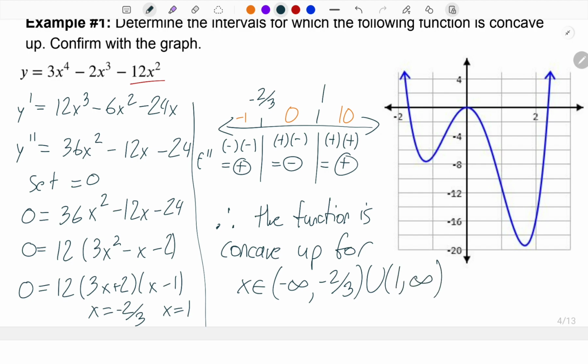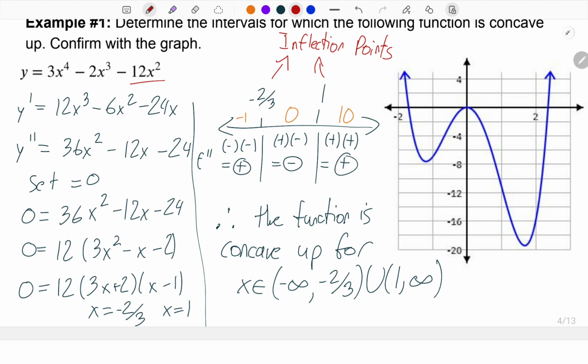All right, and this also confirms that both -2/3 and 1 are inflection points, because we look at our concavity, it's flipping from positive to negative, negative to positive, so concave up and concave down, switching signs there.